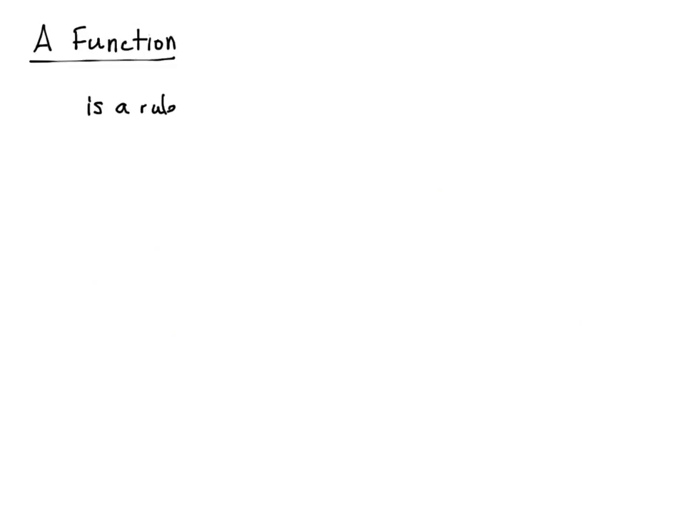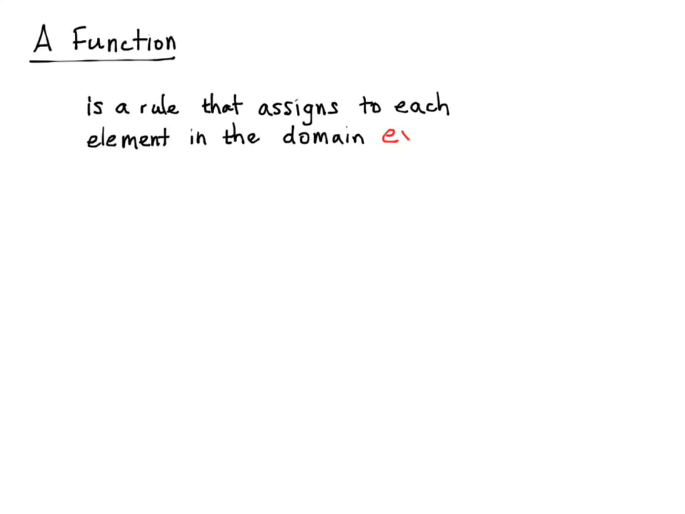Now, a function is a special kind of relation. A function is basically a rule that assigns each element in the domain exactly one element in the range. So what this means is that whenever I ask for the output or a value in the range, if I give a domain value, I should only get one value back. I get exactly one value back.